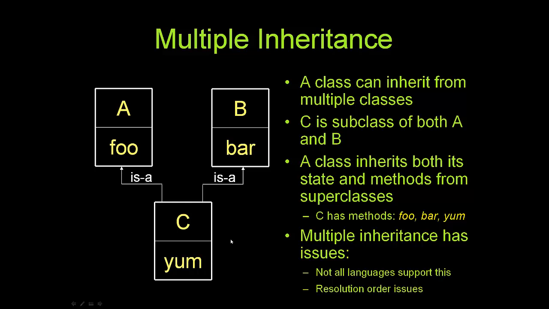Now, multiple inheritance turns out has got some issues. So not all languages will support this. Python will support multiple inheritance. And the key problem is this problem in resolution order. So what does resolution order mean? For example, if A has foo, B has foo, and now C calls foo. The question now is whether C should call foo in A or C should go call foo in B. Right, so this is a concern.